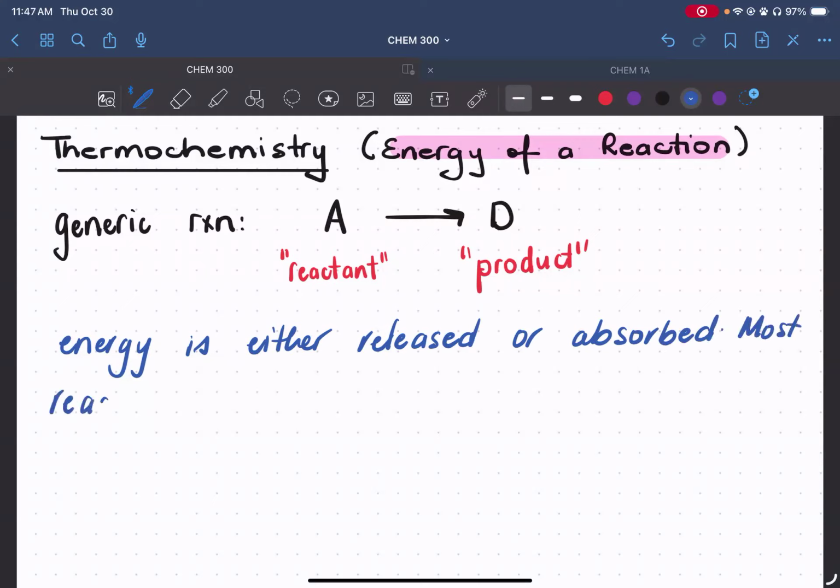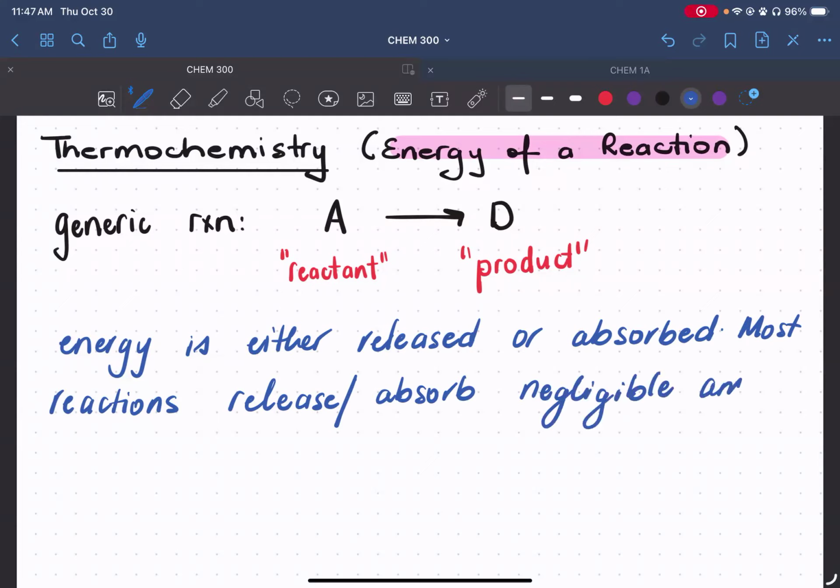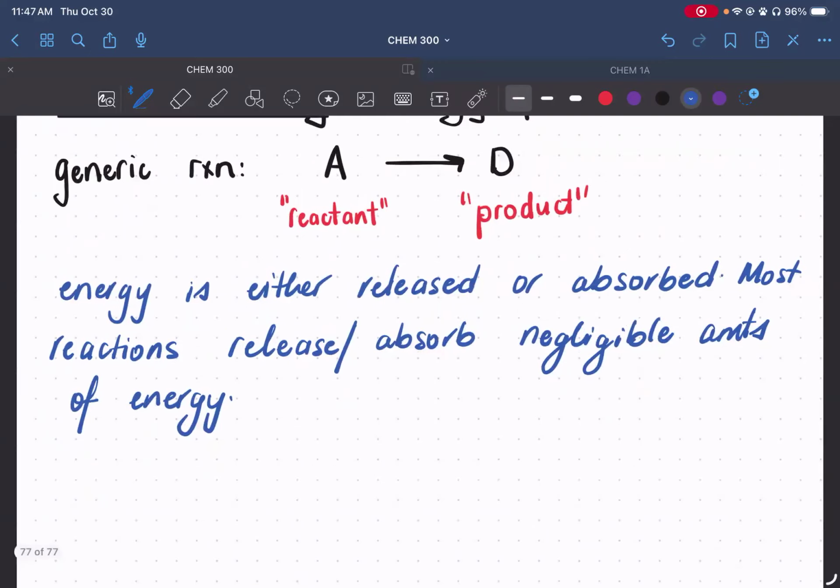Most reactions release or absorb negligible amounts of energy. What do we mean by that? Well, what it literally means is that there is an energy associated with every reaction, right? These molecules need to have energy to react with one another. This energy is, of course, where they get their speed from. But not every reaction has a noticeable energy release or absorption.